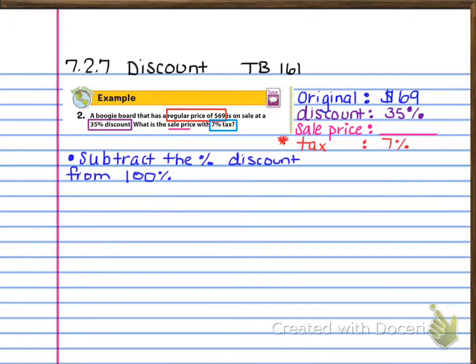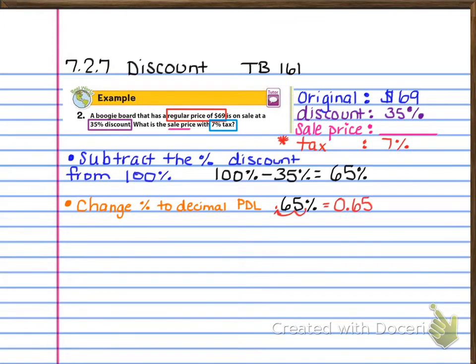And our very first step here with this type of problem, this type of method rather, is going to be to subtract the percent discount from 100. So I'm approaching this problem just like we did before. 100% minus 35% is going to give me the percent that I'm going to pay, which is 65%. Now I'm going to change that percent to decimal. So I get my 0.65, as you can see here.